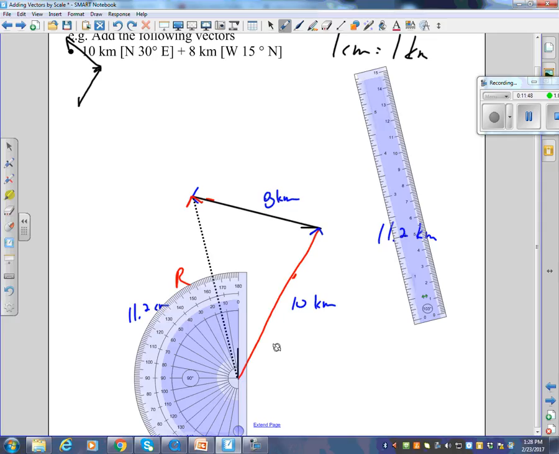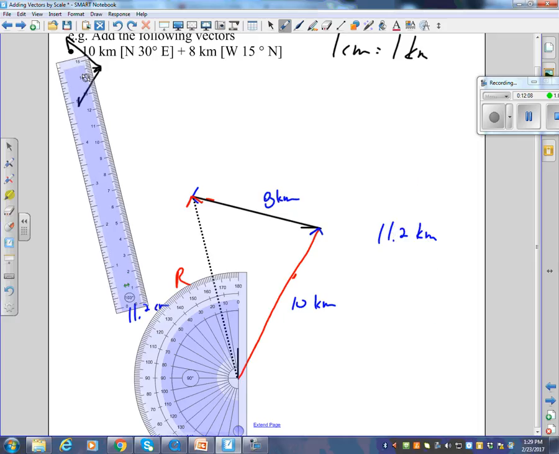Because it says north. You can't measure from north 30 east. You measure from north. You always measure from north or south or east or west. Always. I see this all the time. So this angle here is actually going to be like 15 degrees, so that's going to be north, 15 west.